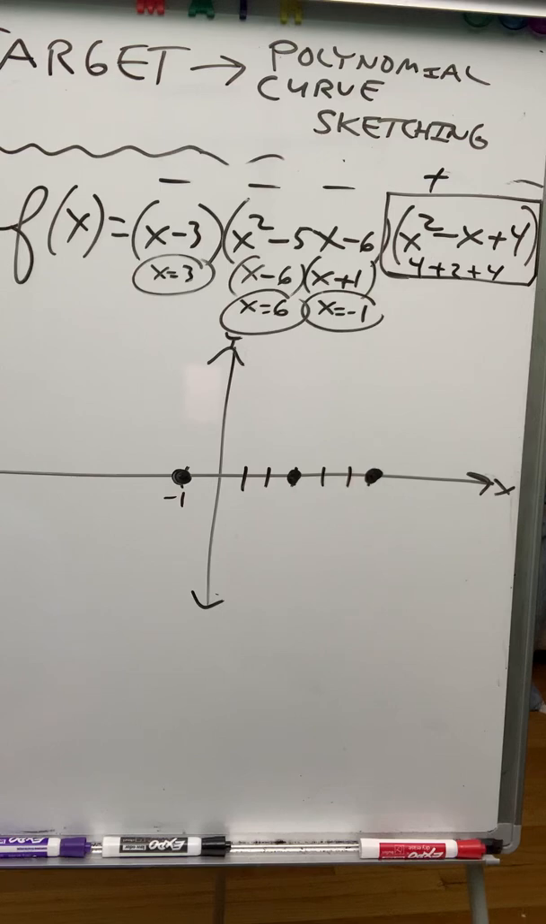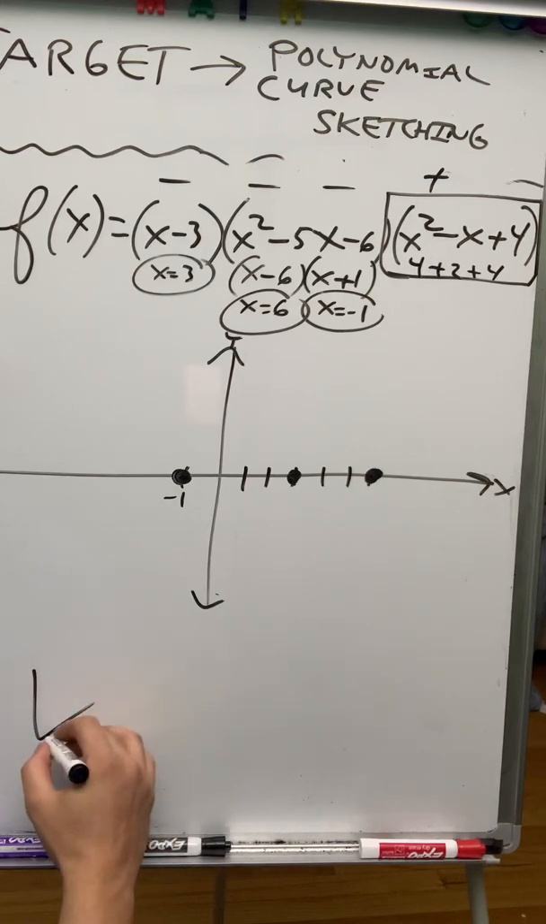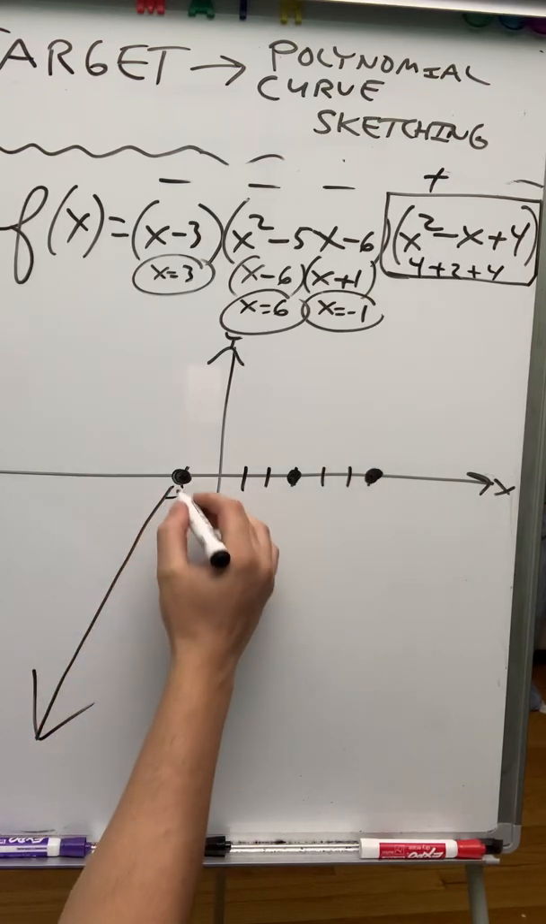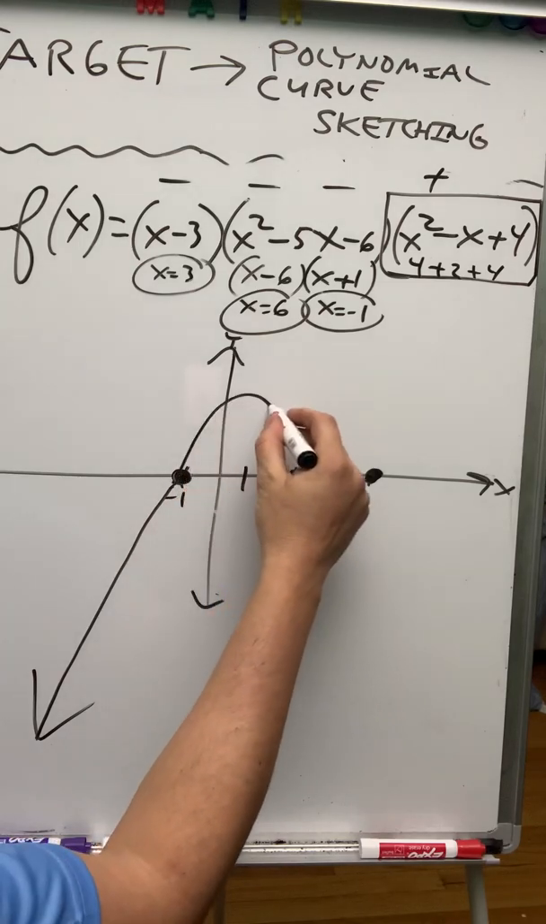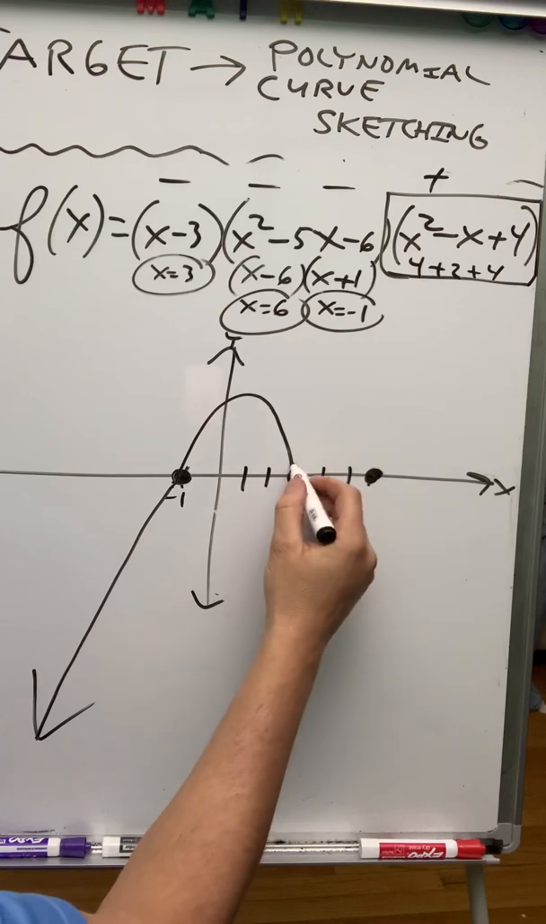So that means I'm starting off down. Okay, I'm starting from negative infinity. Am I going to cross here or am I going to touch? You're going to cross because that's not a double root. Then I'm going to come back down and cross because that's not a double root.